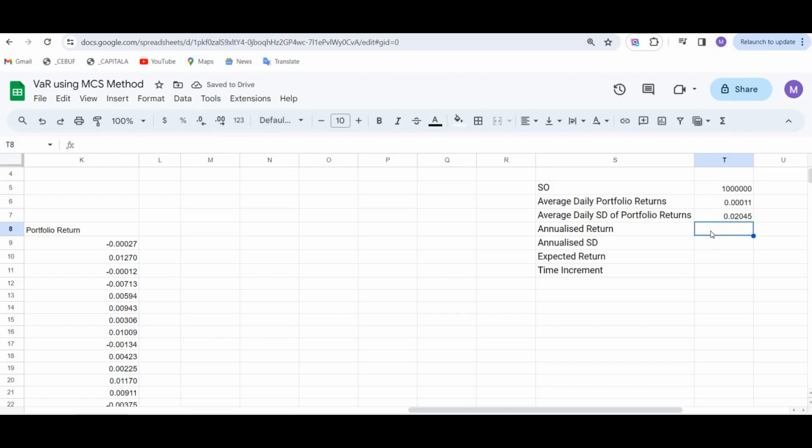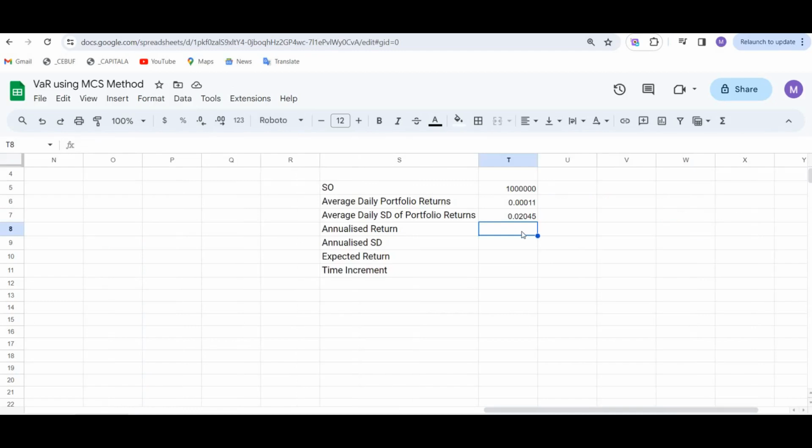Then you have annualized return. The formula is equal to, open the bracket, 1 plus average daily portfolio returns, close the bracket, shift 6, that is power of 252, which is the number of trading days per year, minus 1, enter. That's the annualized return.